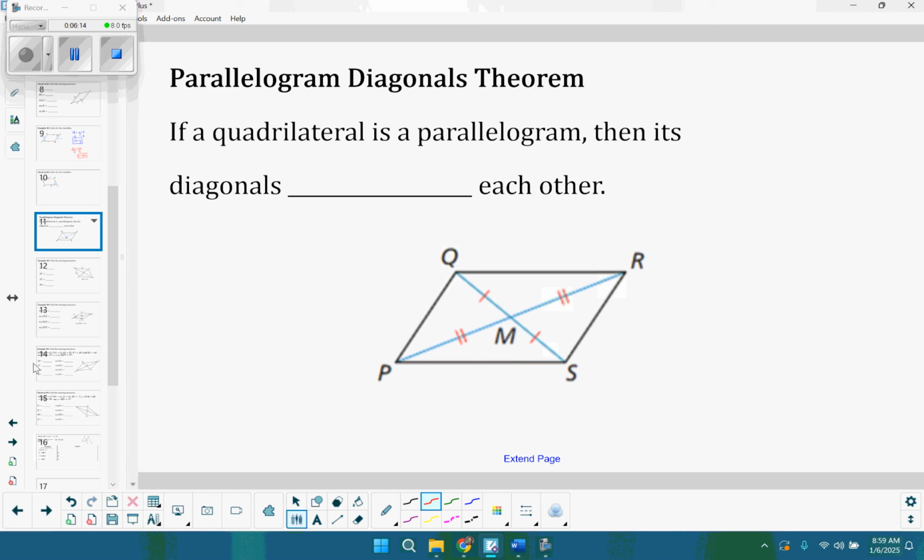Another property is that if a quadrilateral is a parallelogram, then its diagonals bisect each other. So the whole diagonals aren't the same, right? PR looks much longer than QS is, but QS got split into 2 equal pieces, and PR got split into 2 equal pieces. So that will happen in every parallelogram.